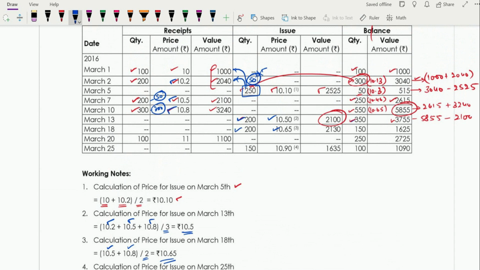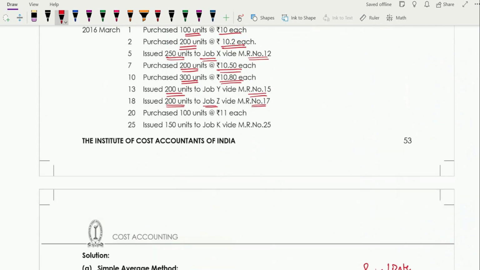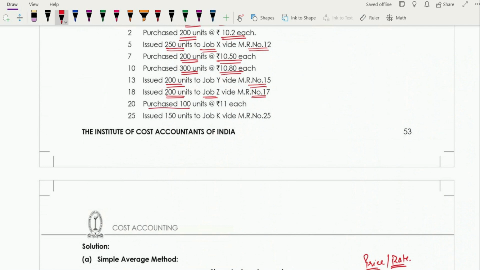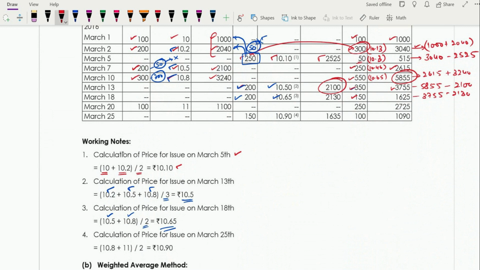Now with this issue, this 50 will also be exhausted. What is left? 150 units are left, right? And what is the price? Price here is 3755 minus 2130. Clear? Then on March 20th, they have purchased 100 units at rupees 11 each. Now you will record this 100 units at 11 rupees, 1100. So what is the final value? That is 150 plus 100, 250 units. And 1625 plus 1100 will be the value.